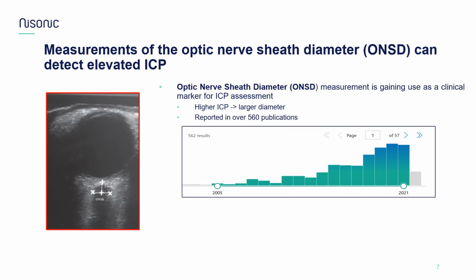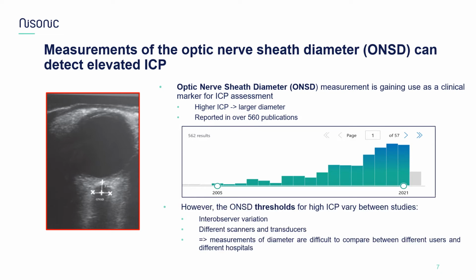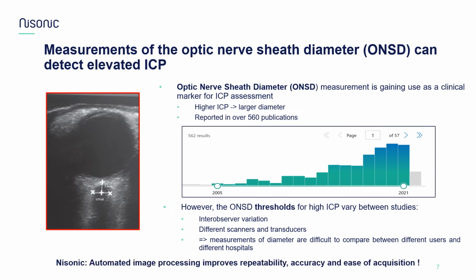The optic nerve sheath diameter has in recent years gained use as an indicator for intracranial pressure, where higher ICP will result in a larger diameter. By using an ultrasound machine and a suitable transducer, the measurement of ONSD can be done as a bedside examination. Over 560 papers have been published about ONSD and its use for detecting elevated ICP. However, the studies have also shown that there are large inter-observer variations, and thereby it is difficult to compare diameter measurements between users and between hospitals.